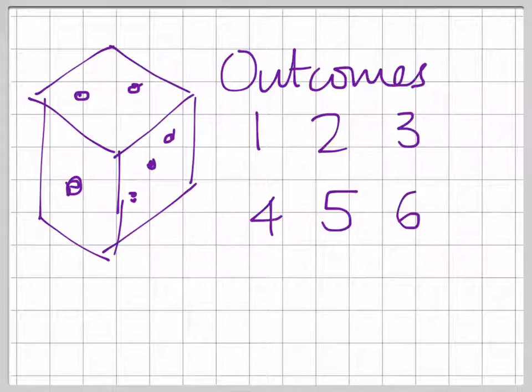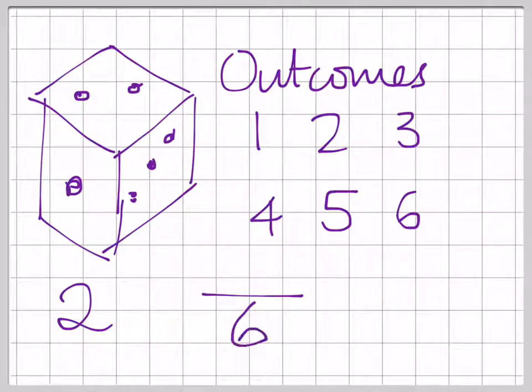So if we are looking at the probability of, let's say, a 2 coming up, you look at the number of outcomes. There are 6, so that becomes your denominator. And then you say how many times the 2 would come up, which is just once out of the outcomes. So the chance would be 1/6.